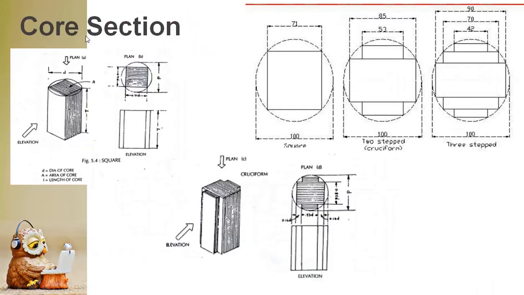Clear? And coming to the core section of the limb, this is your core section. As I already said, the vertical portion is the limb. The core section of the limb may be a square, all sides equal. It may be a two-step, you can see the steps here. It is two-step, or else it is called cruciform. It may be a three-step, or it may be a four-step. Clear? So we have different types of core sections.